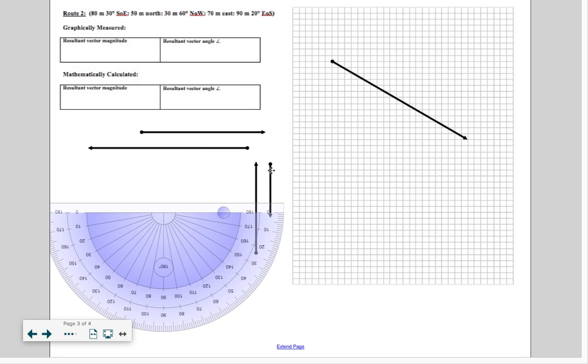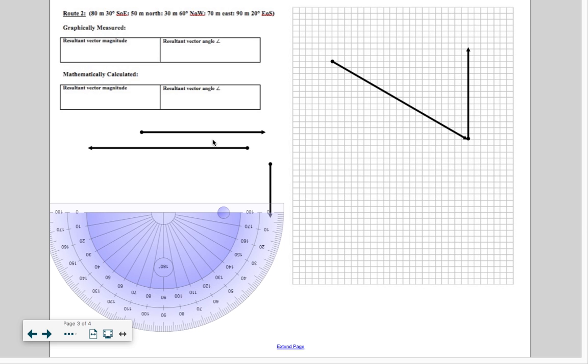All right, next one, 50 meters north. That one hasn't changed, so from the end of that, tip to tail, I would add on my 50 meters north. You can use a protractor for that to measure out and make sure, once again, I'm doing 8 centimeters, 5 centimeters, 3 centimeters, 7, and then 9. And that's what you can do as well.